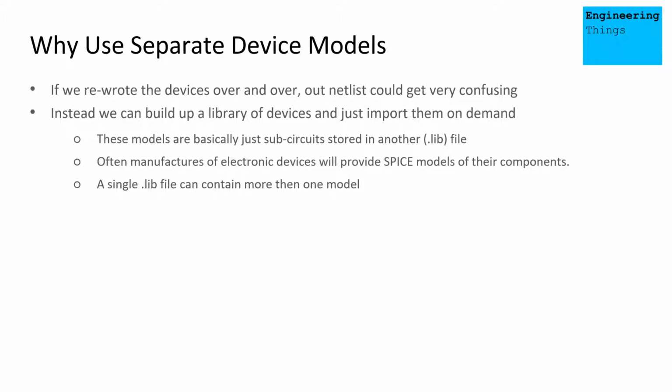These models in the libraries are generally a model that defines the component, for example, a diode, and then maybe a subcircuit that fits it all together, and you can import this and just use it. And these .lib files can contain more than one type of model as well. So we're going to move over to LTSpice, and we're going to have a quick look at an example there.